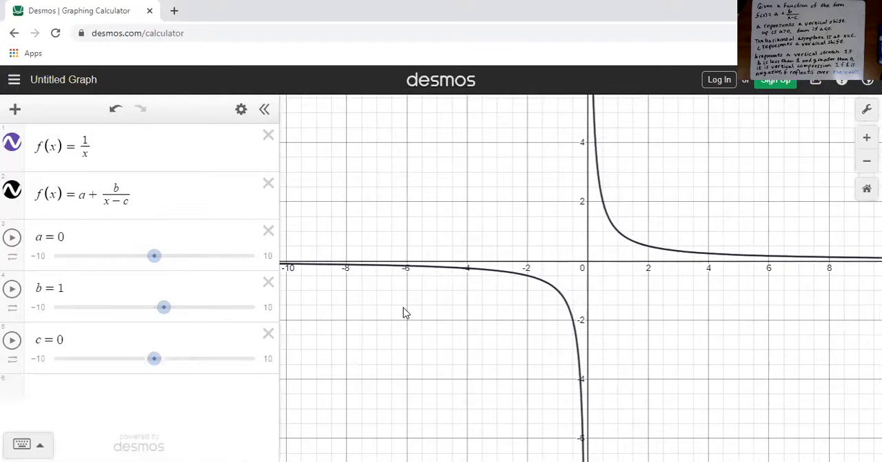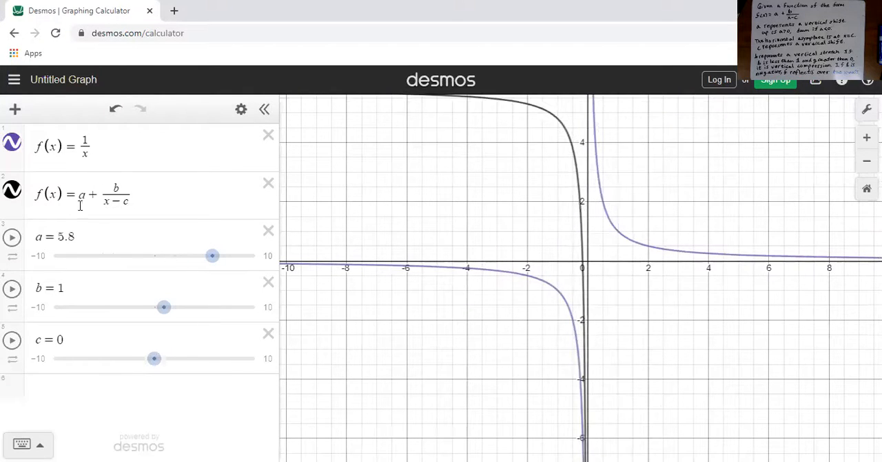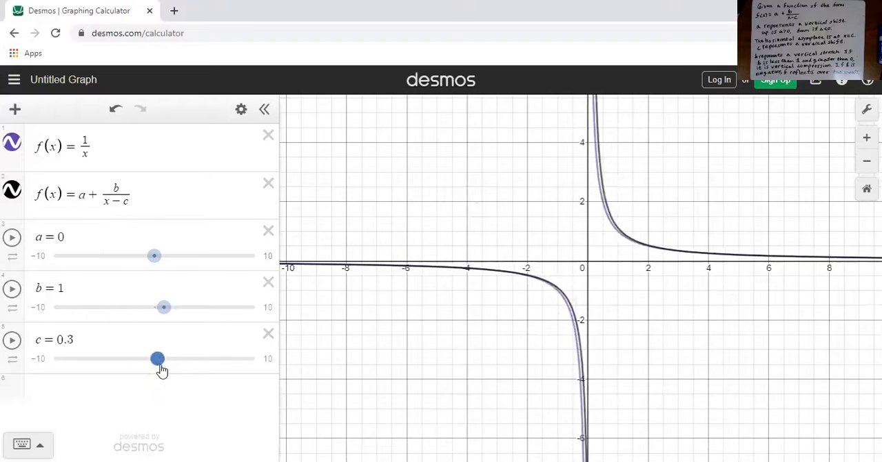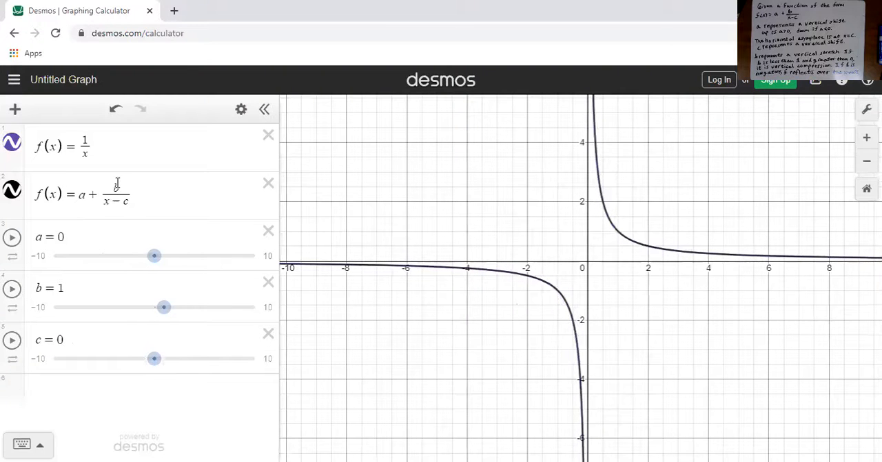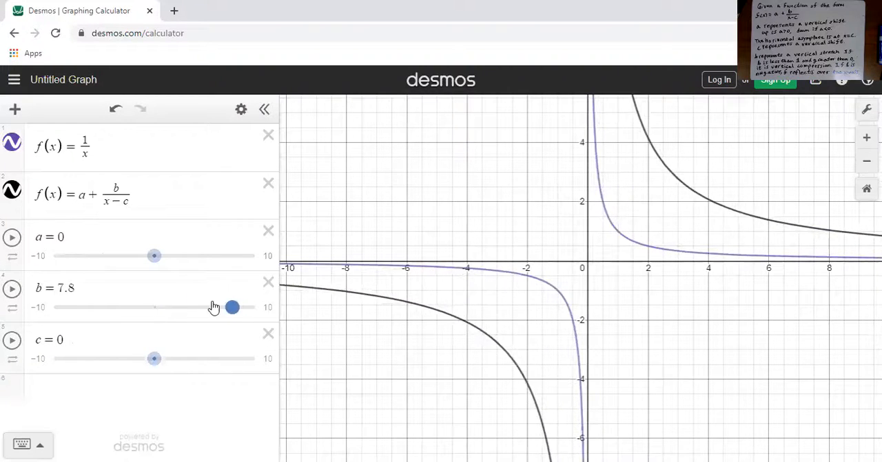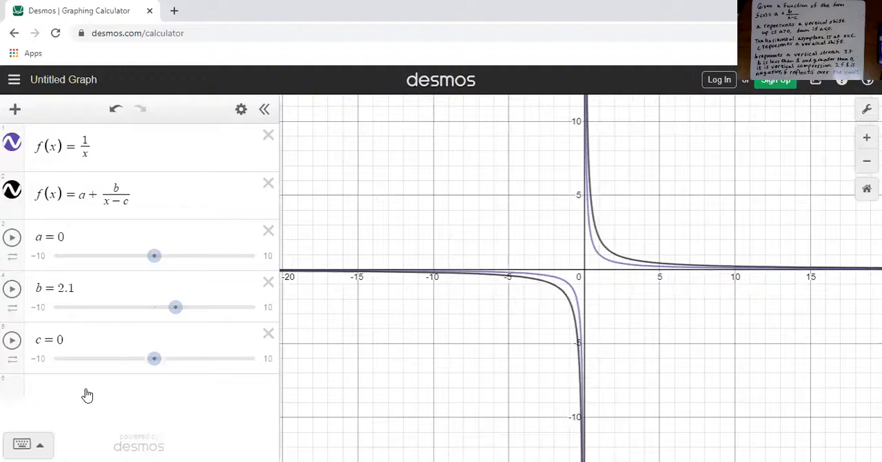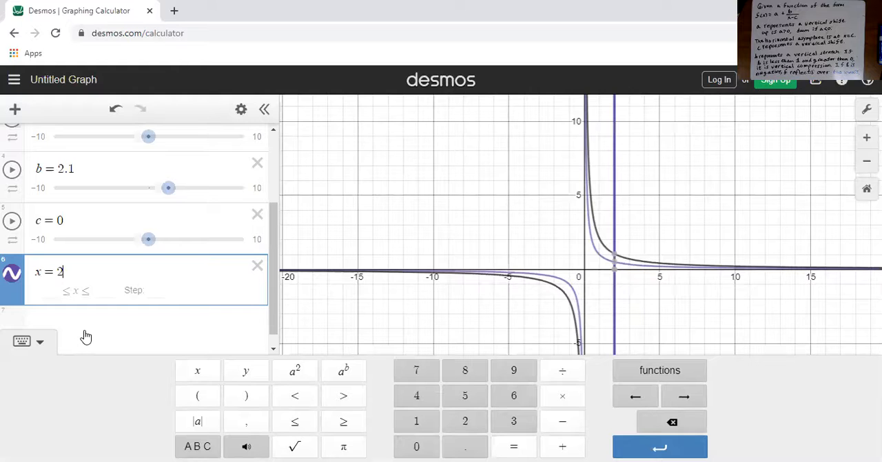So, just to share screens with Desmos here, we can see that we can move our graph up and down by making a positive or a negative number, and it'll move our graph up or down that amount. C, the number down here, can move our graph right or left, depending on if we make it a positive or negative number. And B, the number up here, is stretching our function up and down. Let me make a vertical line out here, say x equals 3. Let's make it x equals 2.